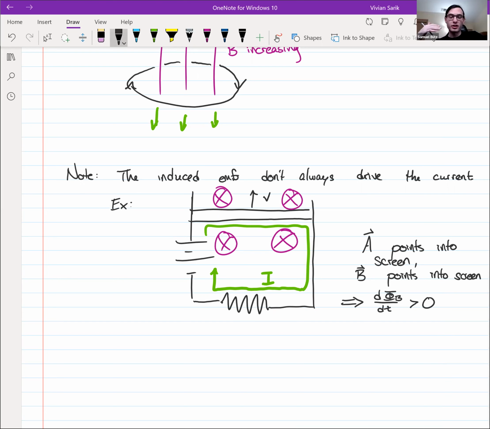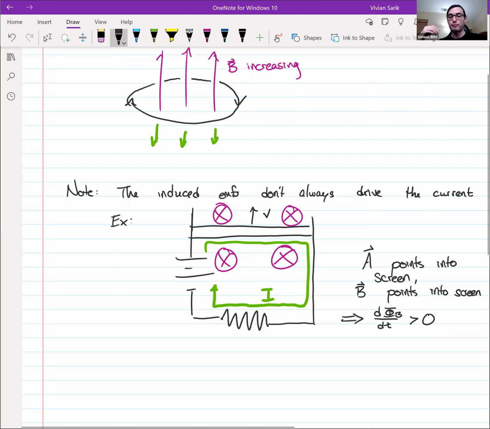So what would the induced EMF do? It would act in a direction to counter that increase in flux. So if we wanted to counter that increase in flux, we can use the right-hand rule. Well, if the magnetic field is increasing into the screen, then we want to produce magnetic field that is out of the screen. So you would use the right-hand rule to establish that the EMF would try to produce a current that goes counterclockwise. So I'm going to, in blue, do this. This is the I induced.